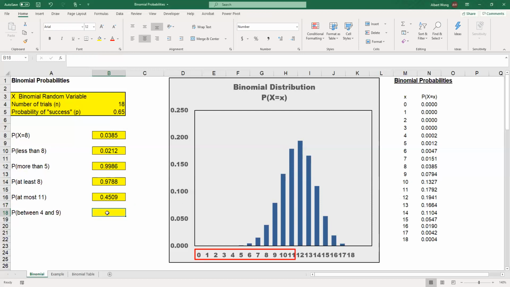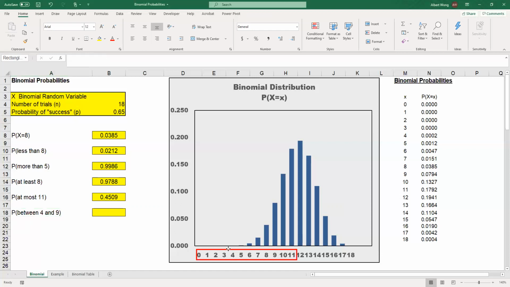Now, the last one is the most challenging, the most complicated one. What we want is to calculate the probability of x between 4 and 9. Now, assume that 4 and 9 are inclusive. That means we include 4, we include 9. And if I really want to be precise, I would say I want to calculate the probability of x between 4 and 9 inclusive.